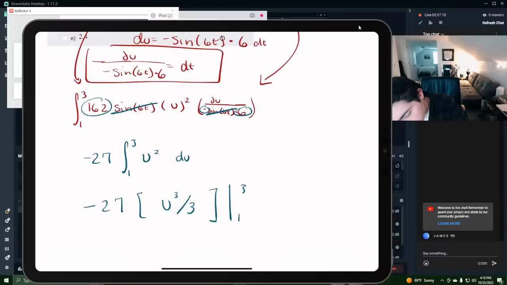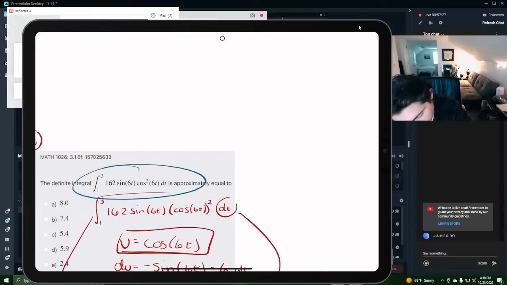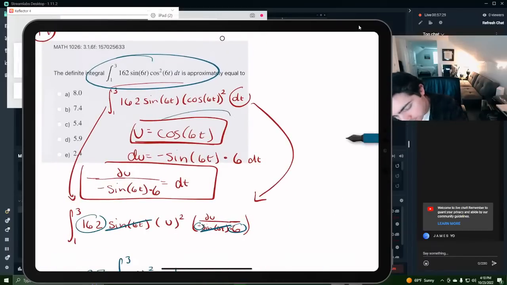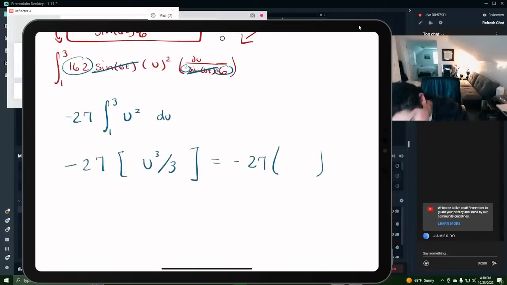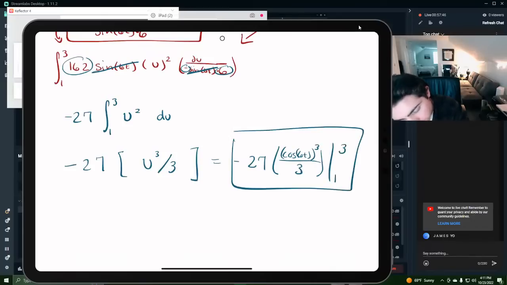We're evaluating this from 1 to 3, but before we do so, we need to plug back in the u. What was u? u was just cosine of 6t. So we have cosine of 6t, and all of that is being cubed, and all of that is over 3. And then we're evaluating this from 1 to 3. We're on the home stretch here.